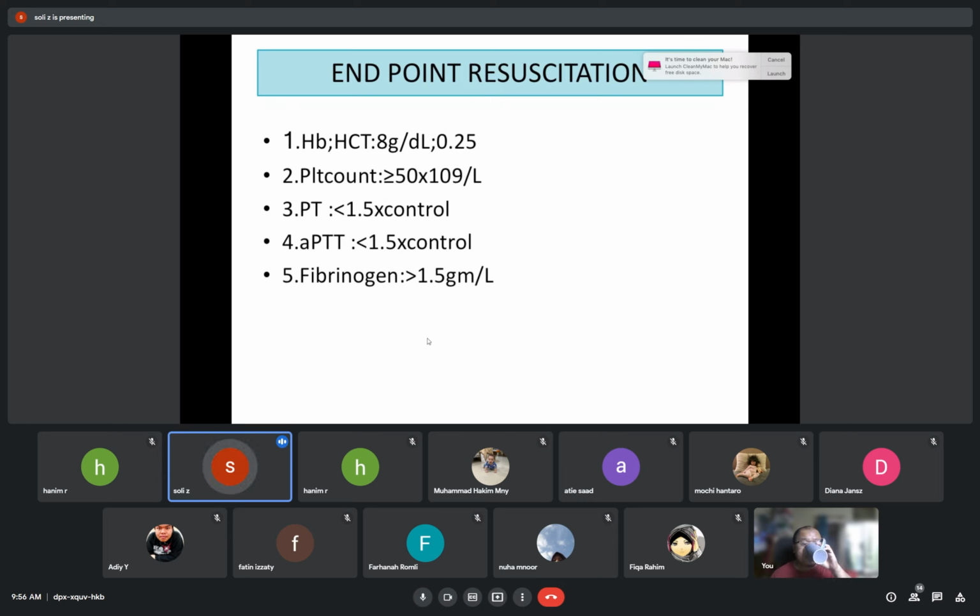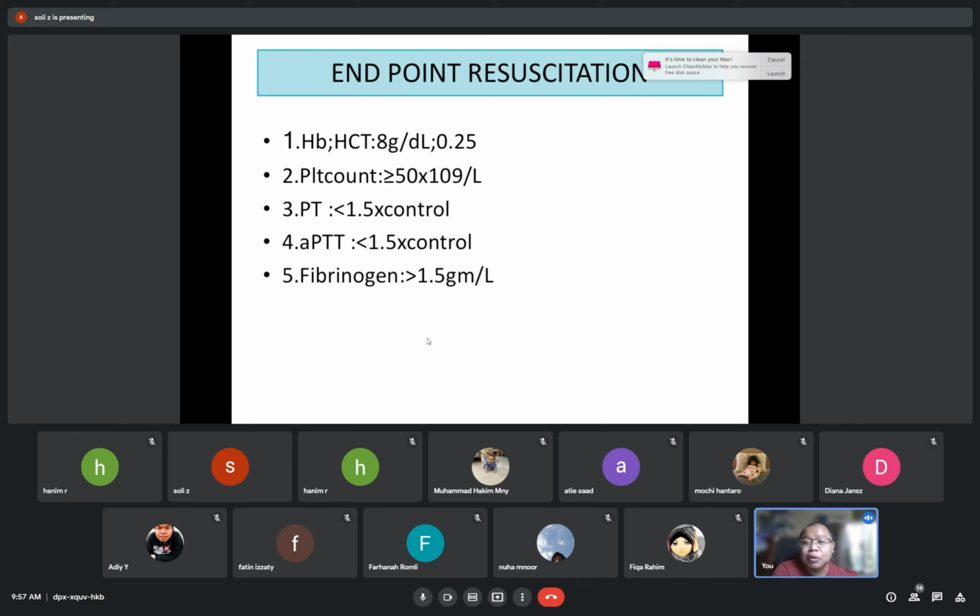So after transfusion, kita tengoklah sama ada it works, the resuscitation and transfusion works ke tak. So kita tengok Hb at least naik to 8 with dilution 0.25, platelet is more than 50, PT is less than 1.5, APTT is less than 1.5, and fibrinogen more than 1.5 lah. Terma endpoint resuscitation tu macam sedikit misleading lah. Dia bukan endpoint resuscitation. Endpoint bila you nak stand down MTP.